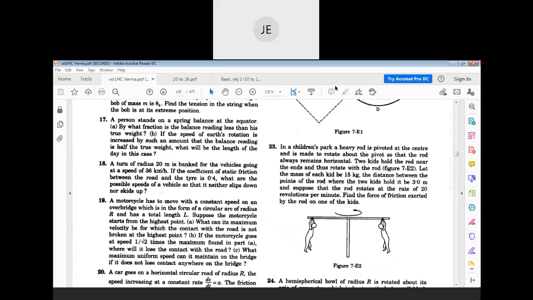Find the frictional force. So frictional force is nothing but, in order to turn, there should be a centripetal force, and frictional force exerts the centripetal force. So if you find out the centripetal force, you will get the answer for frictional force.